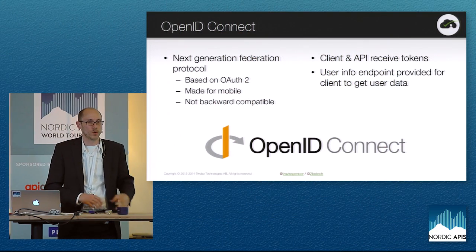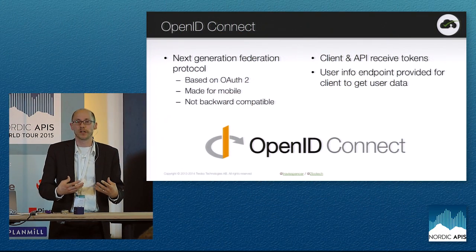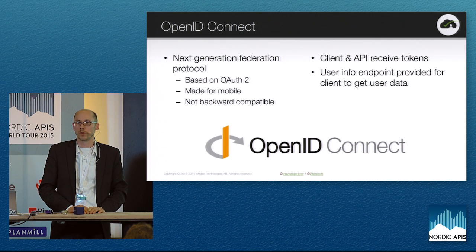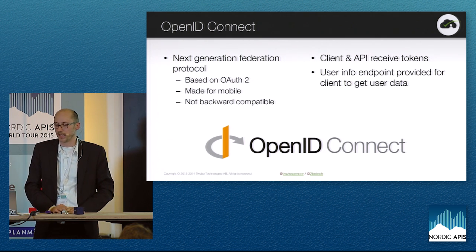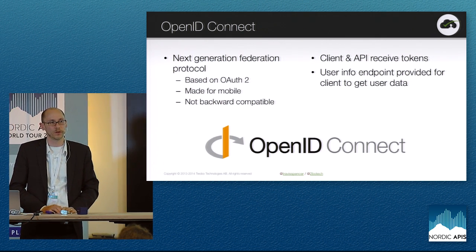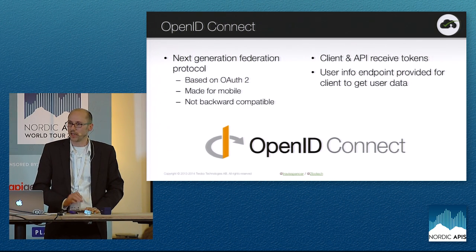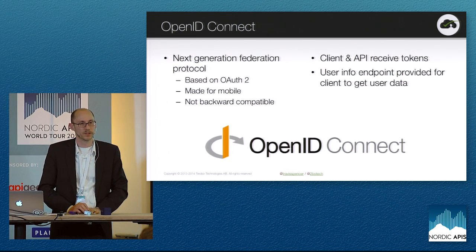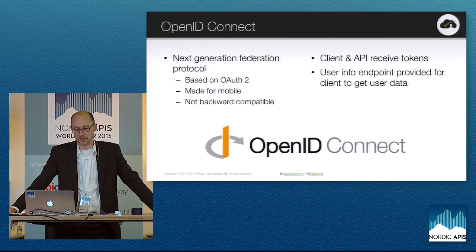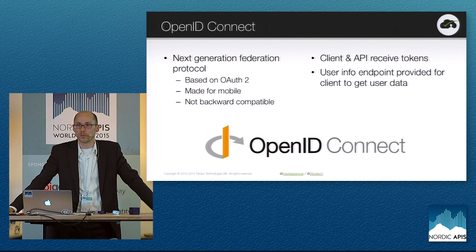So as I mentioned, OAuth is being built upon by other standards. And one really important one that you guys need to be aware of is OpenID Connect. This is a next generation protocol for solving federation and web single sign-on. It's based on OAuth 2, and as with OAuth 2, it's mobile first. So it's designed to work in mobile devices and mobile scenarios. It's not backward compatible with the previous versions you guys have heard about before.